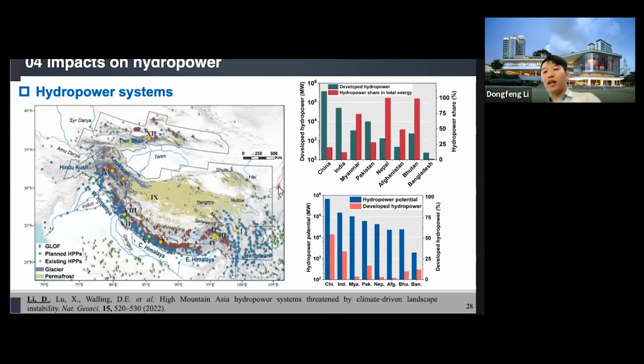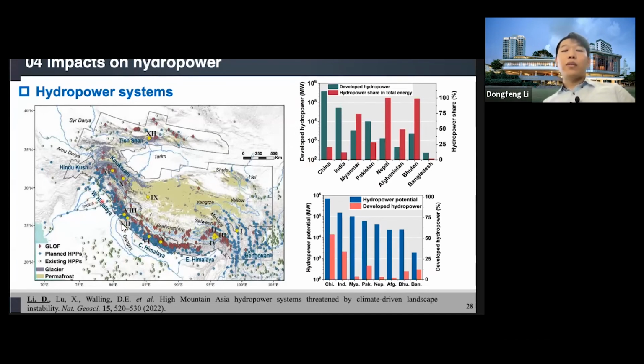And also importantly for the hydropower, I hope to have a few slides on hydropower systems in the context of climate change. Hydropower is very important for these high mountain Asia countries. For Nepal and Bhutan, almost all of their energy sources rely on hydropower. But the question is, is hydropower sustainable in the context of climate change?